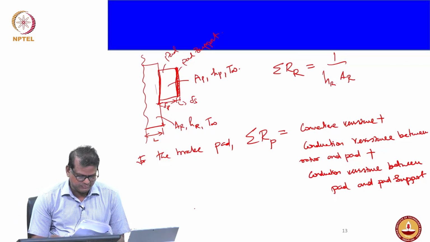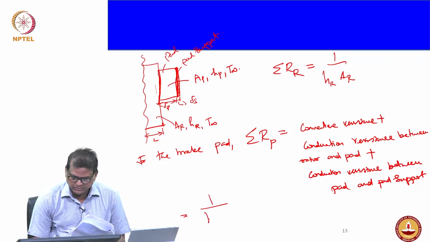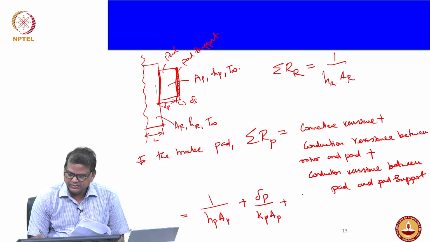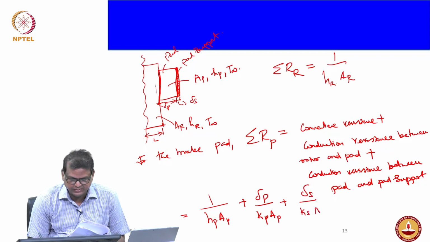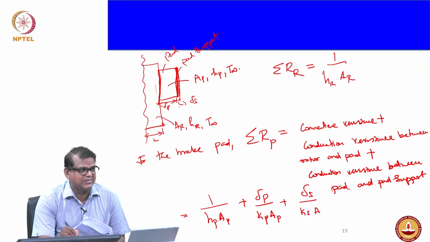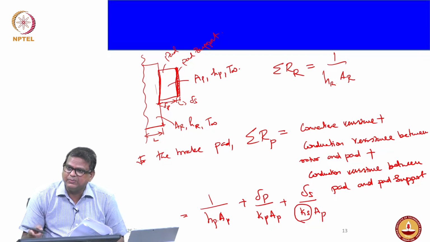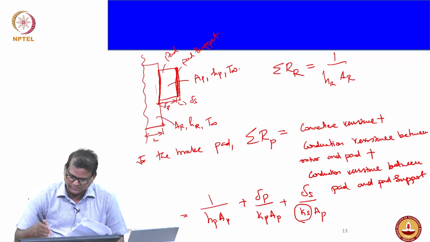So, in fact, I can simply write this as 1 by HP AP plus delta P by Kp AP plus delta S by Ks AP. These are the standard heat transfer expressions. I am sure you are aware of these things. The surface area will remain the same, be it pad or pad support, so that can be written as AP, whereas Ks is different. The thermal conductivity of the support is very different from the thermal conductivity of your pad, right. These are the three equations.